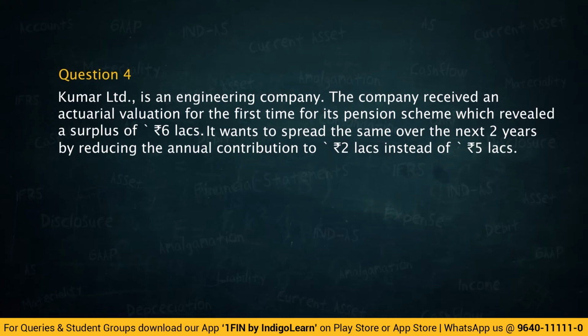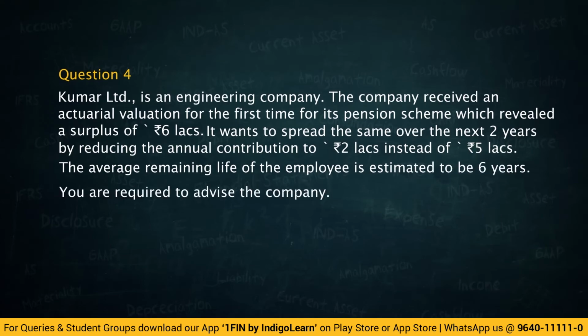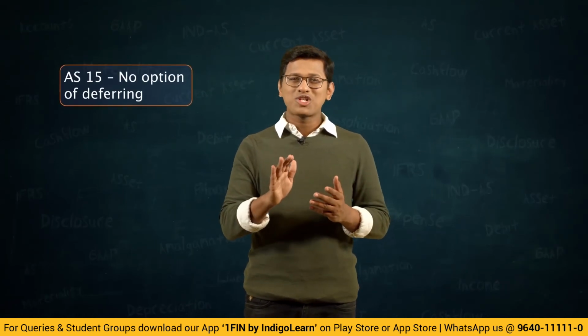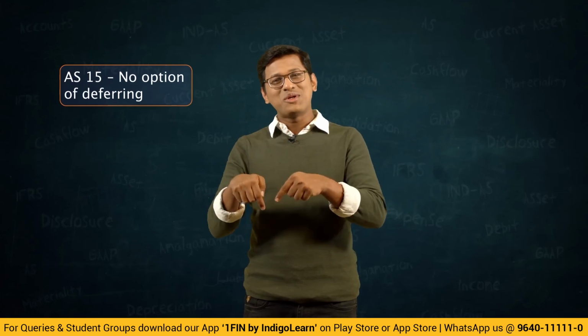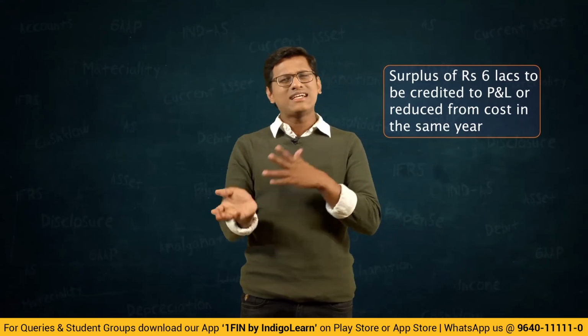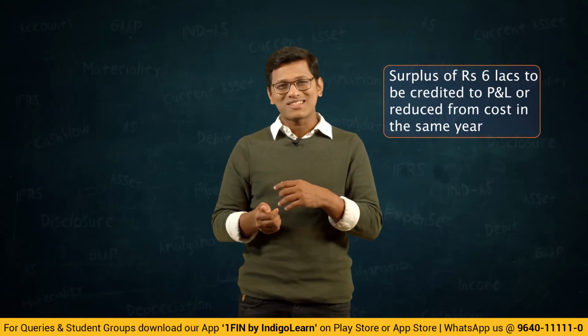The average remaining life of the employee is estimated to be 6 years. You are required to advise the company. Friends, what does the accounting standard 15 tell us? We don't have the option of deferring this 6 lakhs over 2 years. So, that entire 6 lakhs impact has to come into the current accounting period only. So, if the amount of 6 lakhs is what is ascertained as surplus, that entire surplus technically is credited to P&L or reduced from cost.